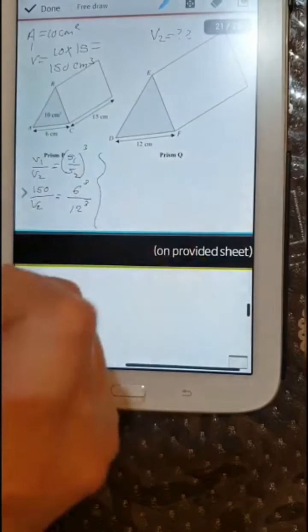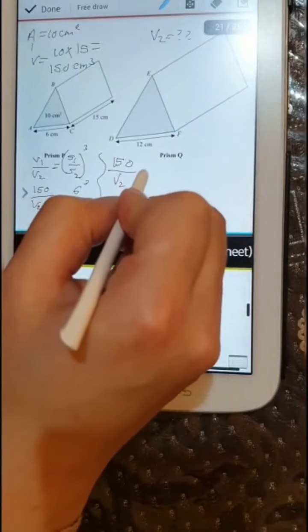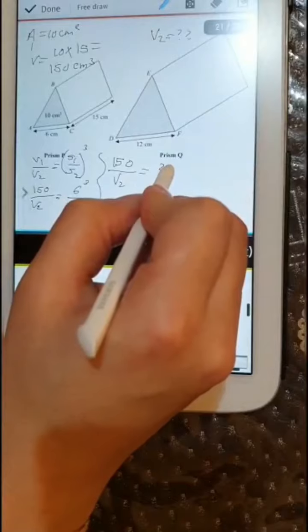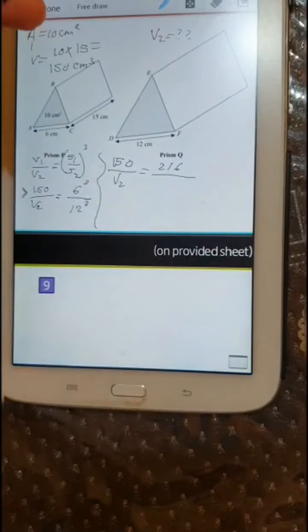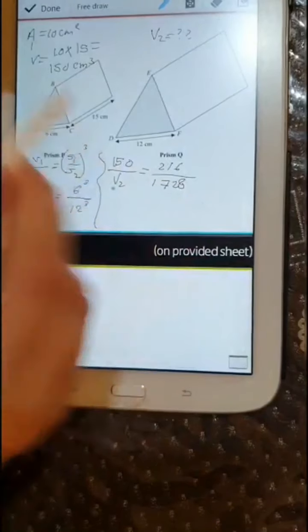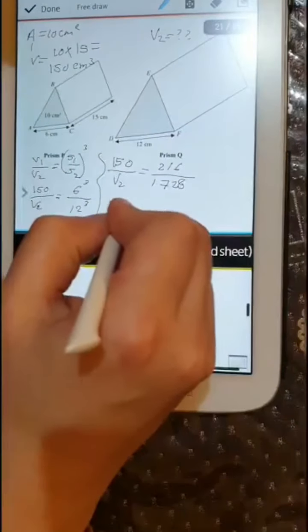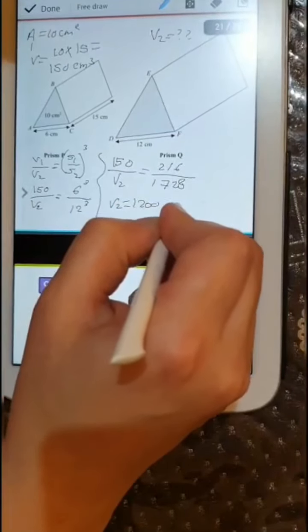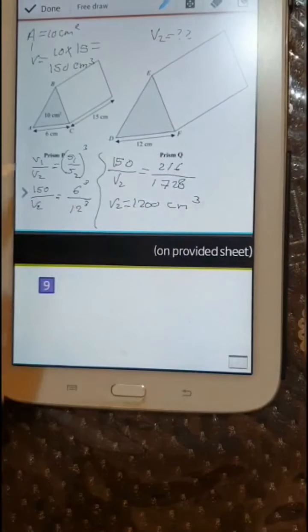And if I solve for this, I'm going to get 150 over volume 2 equal to 216 over 12 to the power 3, which is equal to 1728. And by making cross multiplication, I'm going to get the answer: volume 2 equals 1200. Remember to put the unit centimeters cubed. And that's it. This is how to find the volume from the given area.